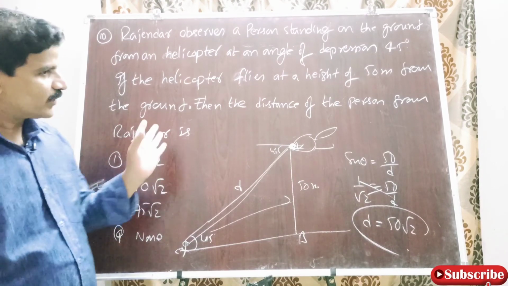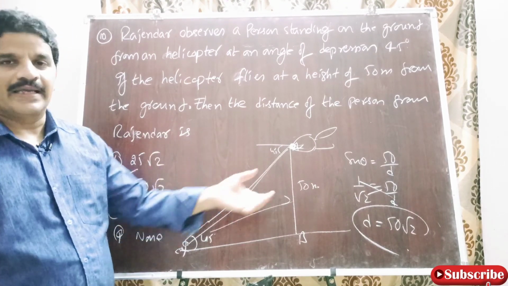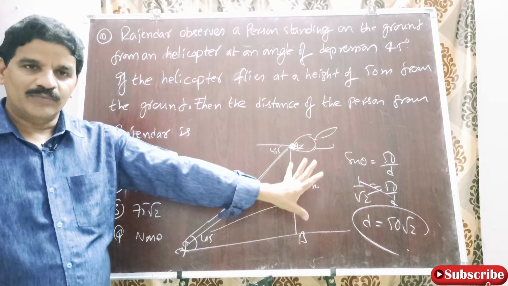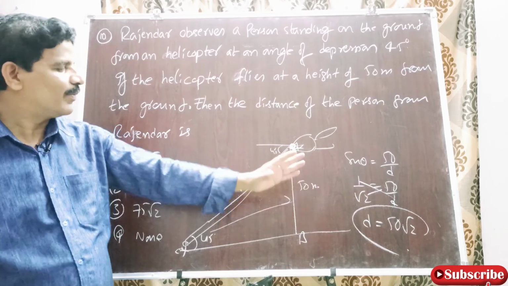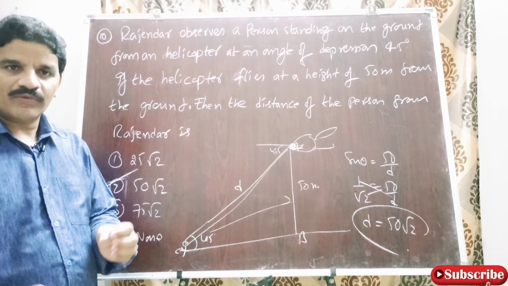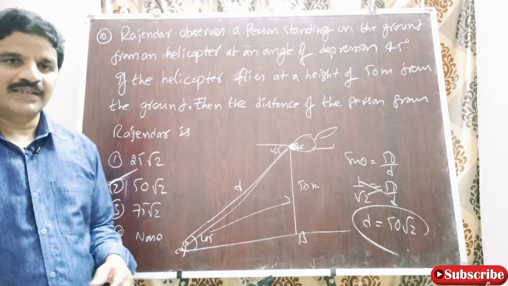So therefore whatever the problem is given, whether it is a helicopter flying in the air or the height of the tower, height of the pole, height of the building, whatever it may be, by using angle of depression or angle of elevation, we can easily calculate whatever the question given in the Polycet and other competitive exams.